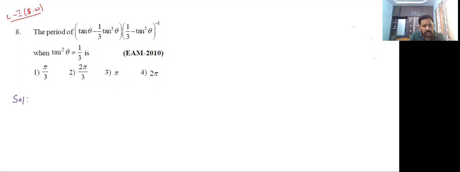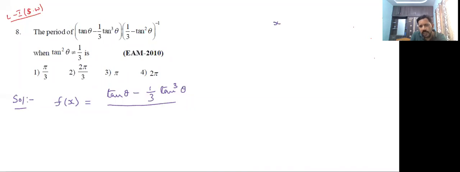Question number 8. Students, how to do this? The given function, write that f of x is equal to a tan theta minus 1/3 tan cube theta into, one more function is, generally you know very well, x power minus 1 means how are we writing, students? 1/x. So here in this function, the power is inverse, it is going to the denominator or not? 1/3 minus tan square theta.